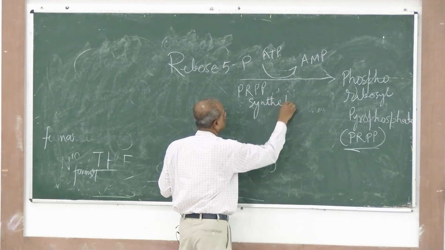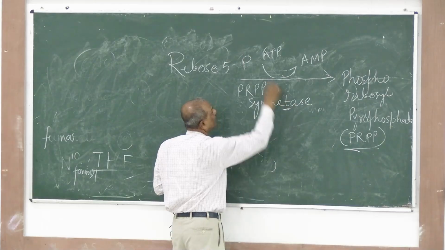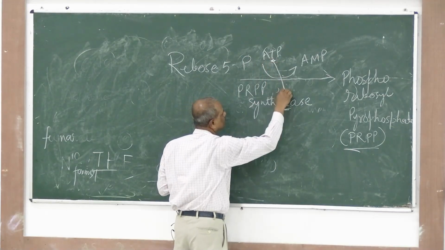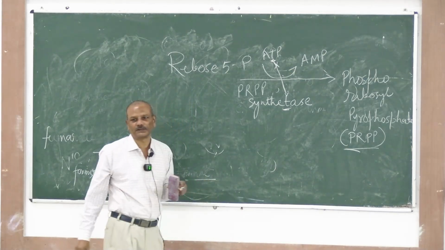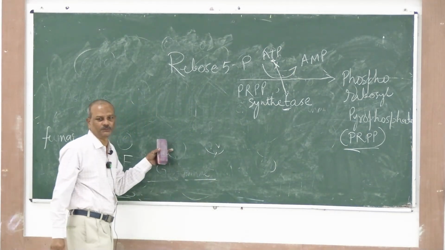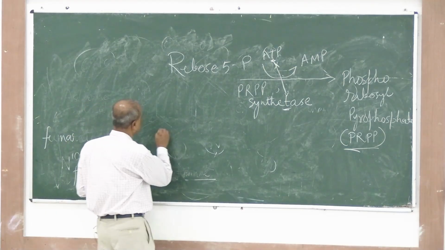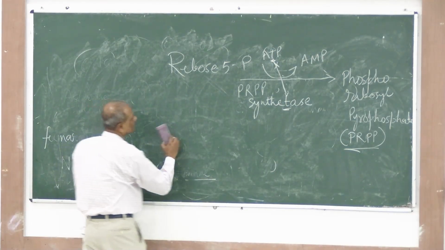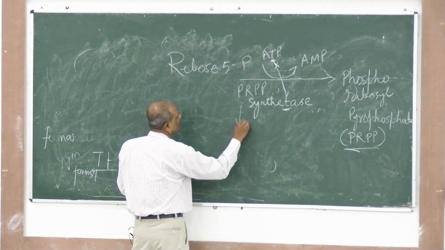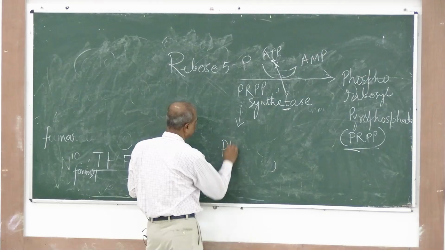Just 2 steps you have to remember. Synthetase, why am I telling you? Because it requires ATP. All ATP dependent reactions, synthetic reactions, require synthetase. And the second step is the PRPP gets converted into phosphoribosylamine.